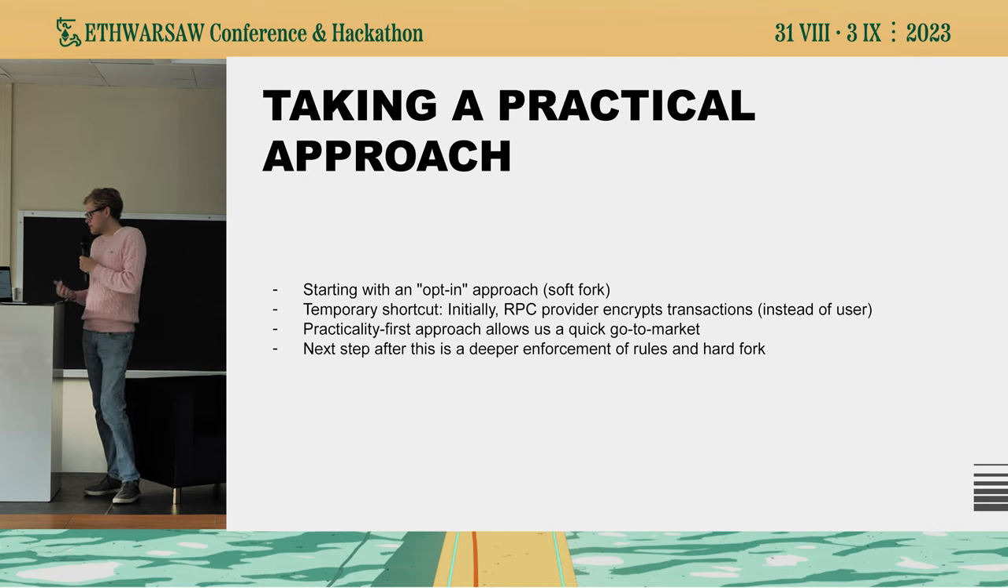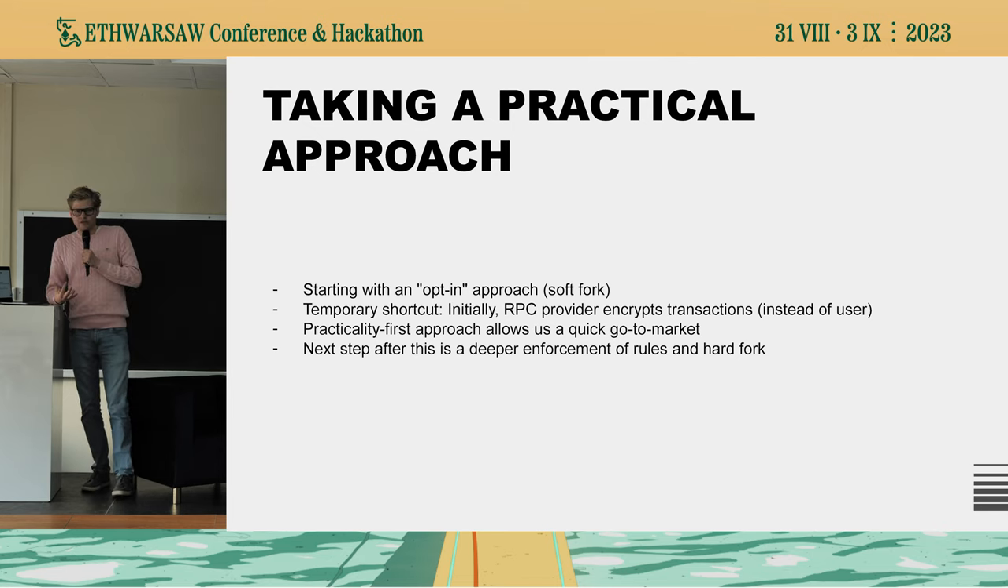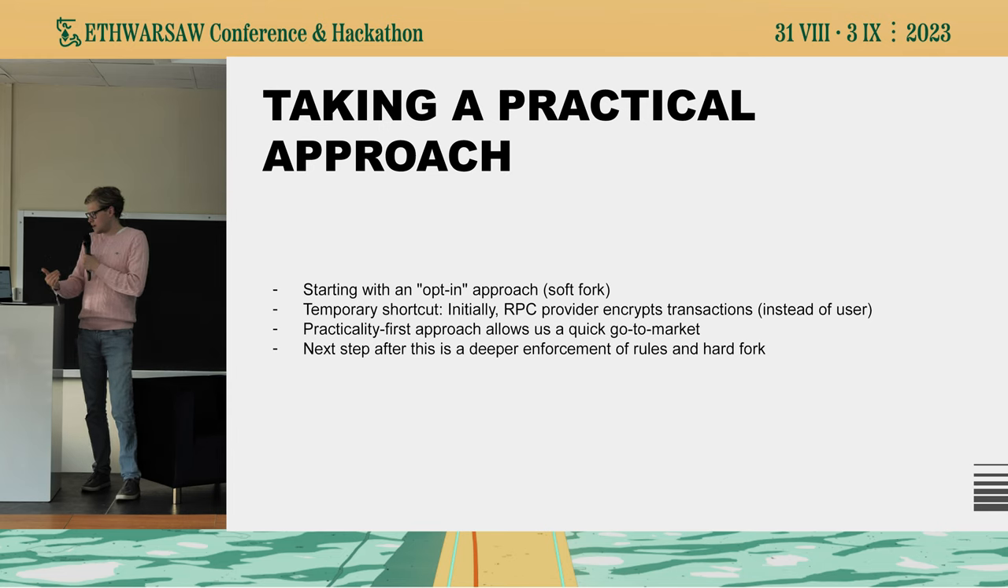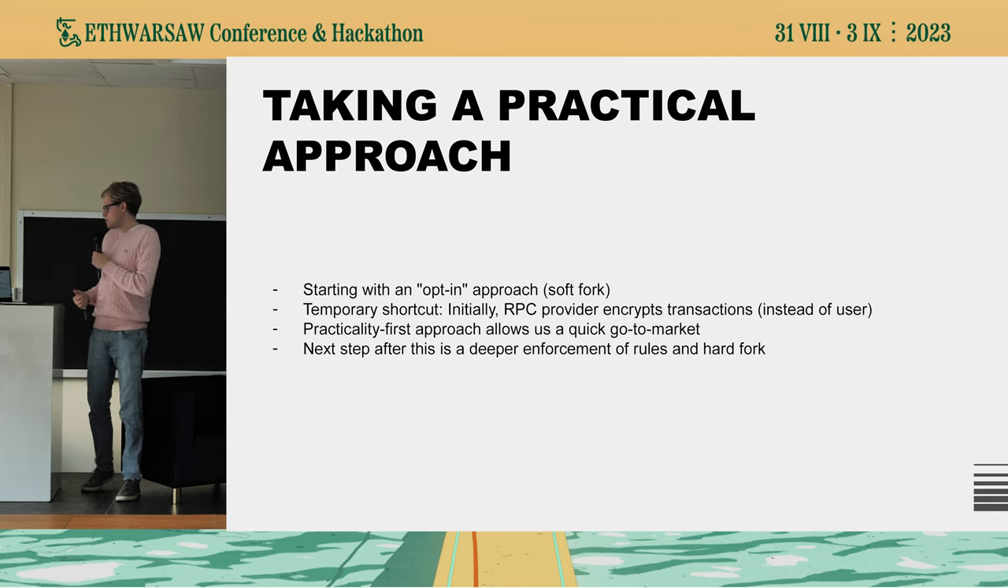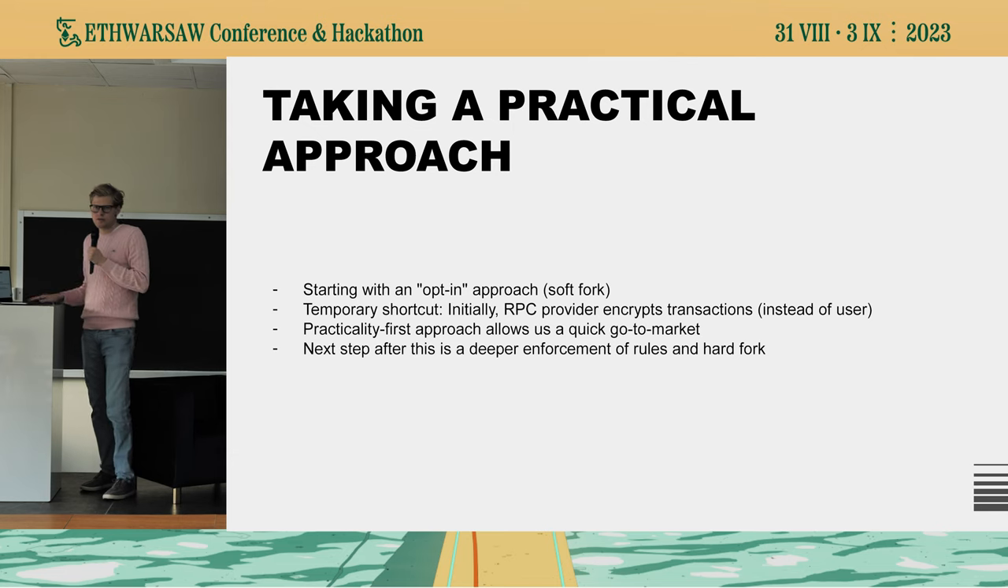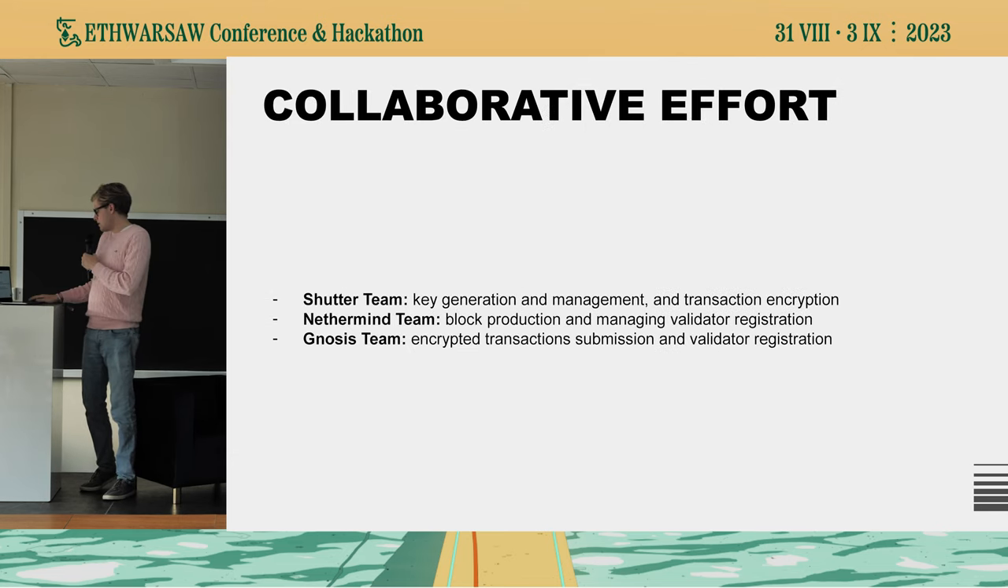Generally speaking, again, we're taking this pretty practical approach, this opt-in soft fork approach. There's another little shortcut that we're taking initially, which is that the RPC provider actually encrypts the transactions, which is not really optimal, right? Then you're trusting the RPC provider, but this allows us to go to market quicker. The next step would be deeper enforcement of rules and an actual hard fork to be able to slash and everything. Again, it's a collaborative effort, working on this in this trio setup with the Nethermind team and the Gnosis team.